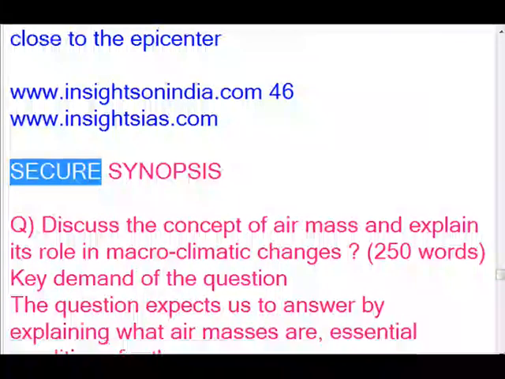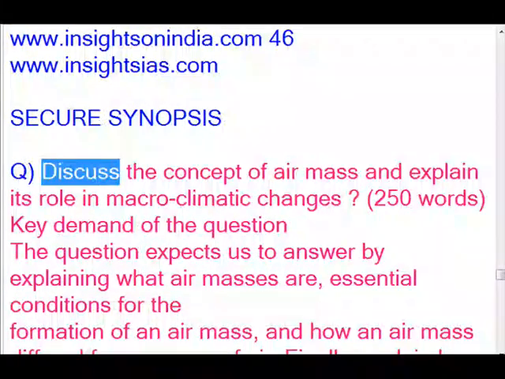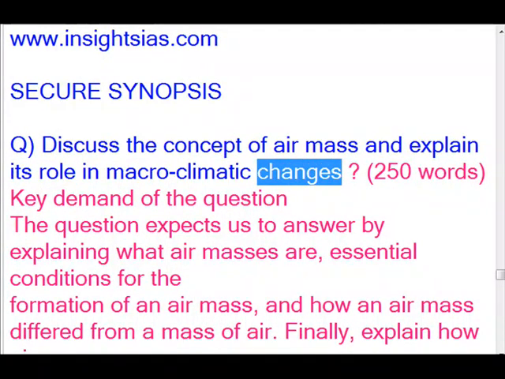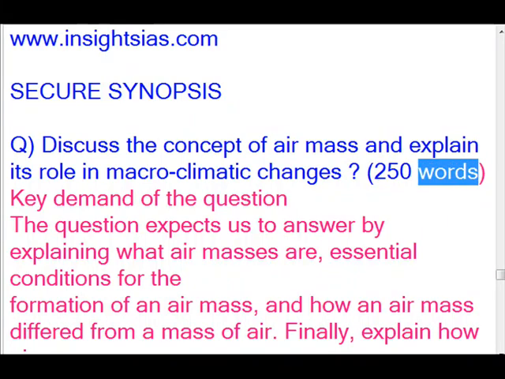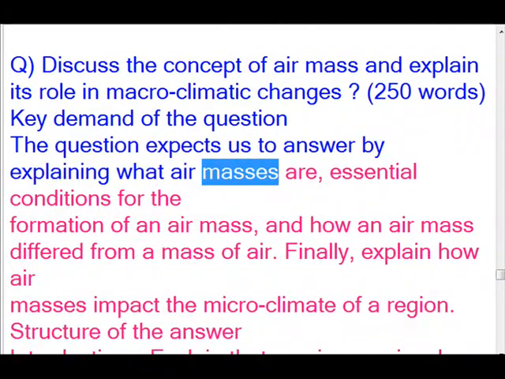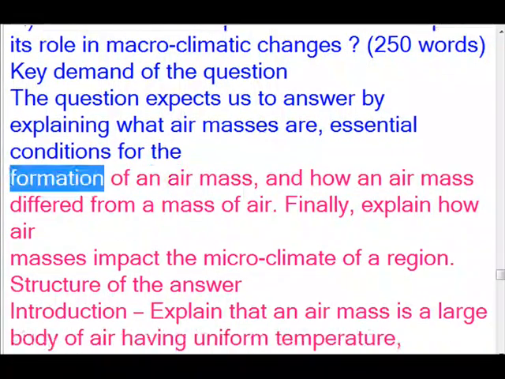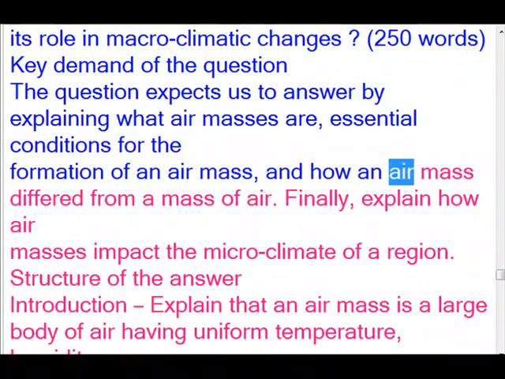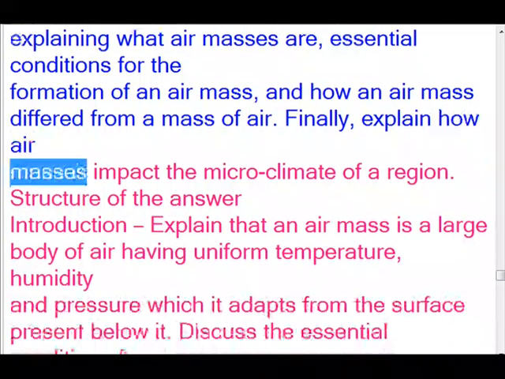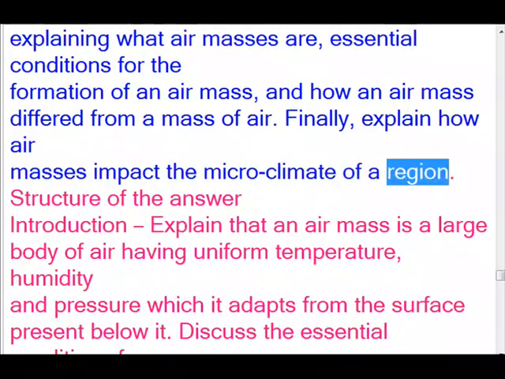Q. Discuss the concept of air mass and explain its role in macroclimatic changes. 250 words. Key demand of the question. The question expects us to answer by explaining what air masses are, essential conditions for the formation of an air mass, and how an air mass differs from a mass of air. Finally, explain how air masses impact the microclimate of a region.